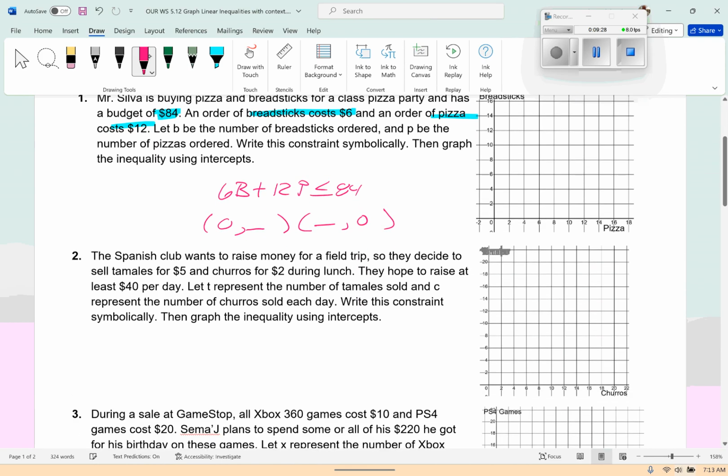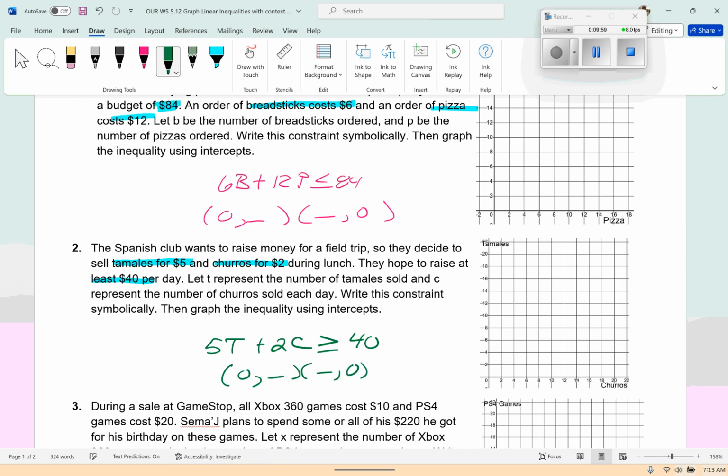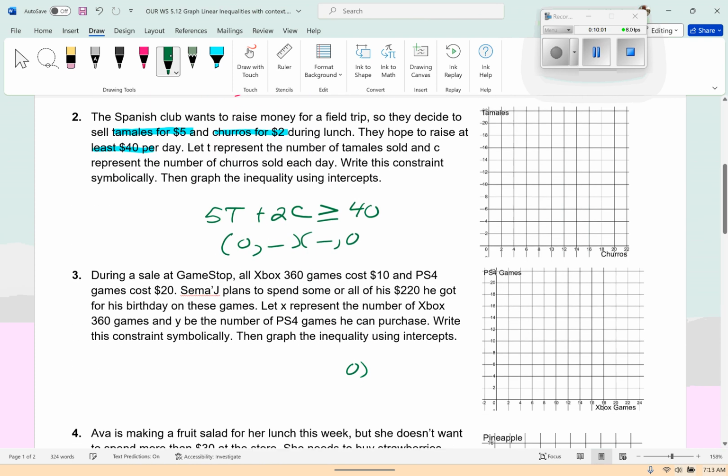All right, the Spanish Club wants to raise money for a field trip. So they decide to sell tamales. Ooh, I like tamales. Tamales for $5, churros for $2. They hope to raise at least $40. So 5 tamales plus 2 churros. They want to raise at least $40. So you can definitely do this as a cover method. See if you can graph that and shade the appropriate region.